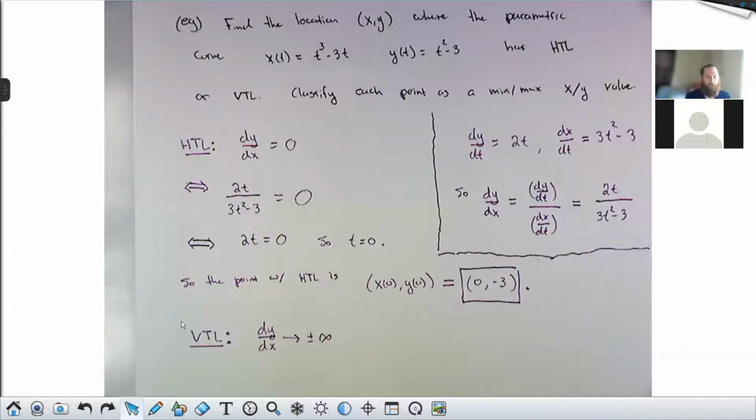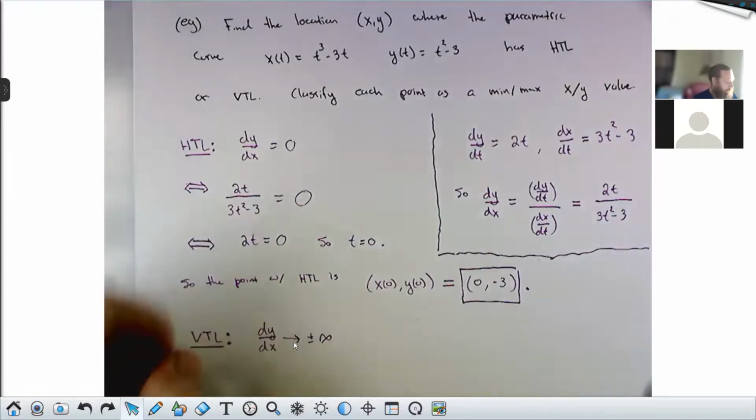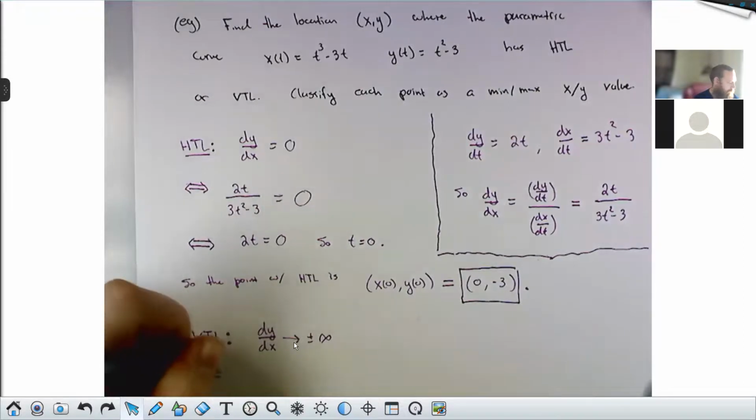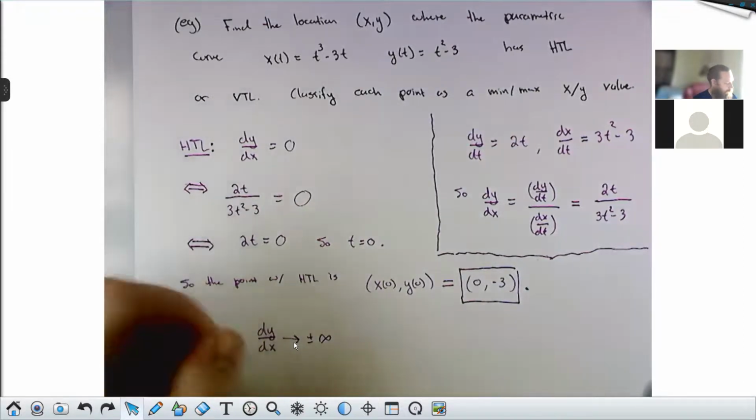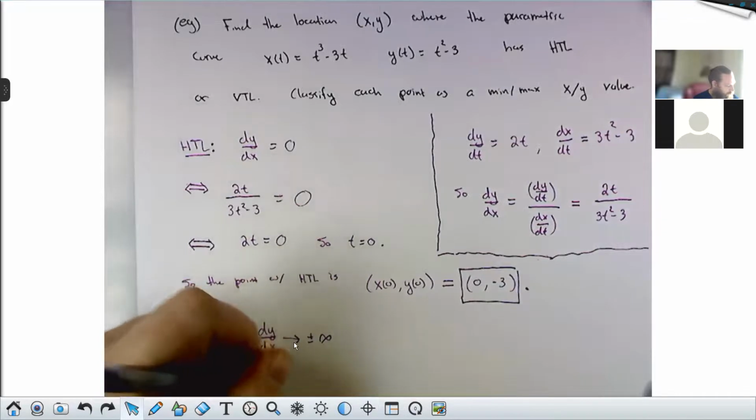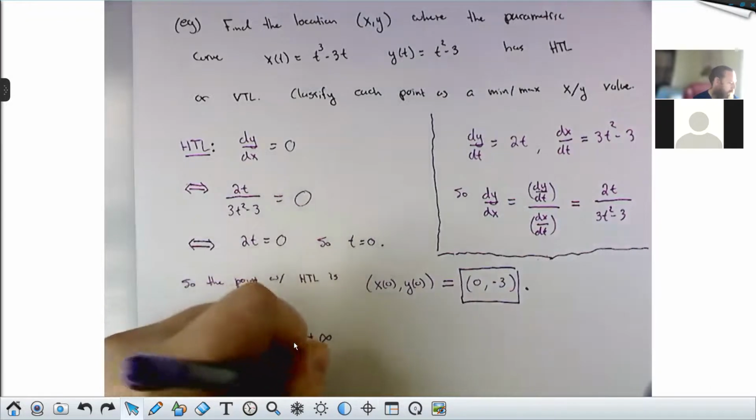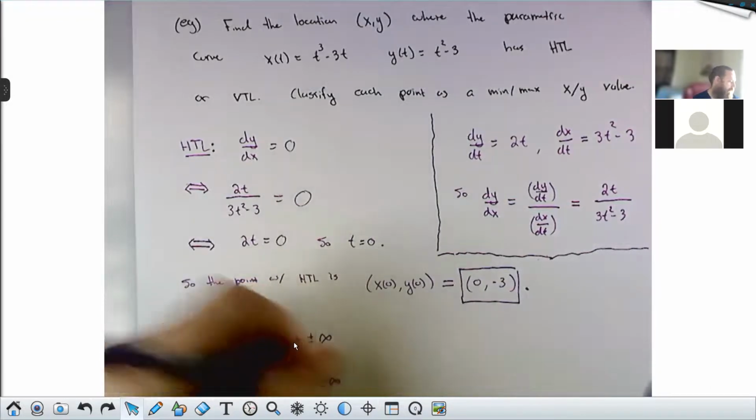If I'm looking for a vertical tangent line, that means I need the slope of the tangent line to be infinite. The slope of the tangent line is dy dx. So to find vertical tangents, we try to find places where dy dx is blowing up to infinity. That means I need 2t over 3t squared minus 3 to be blowing up to either plus or minus infinity.